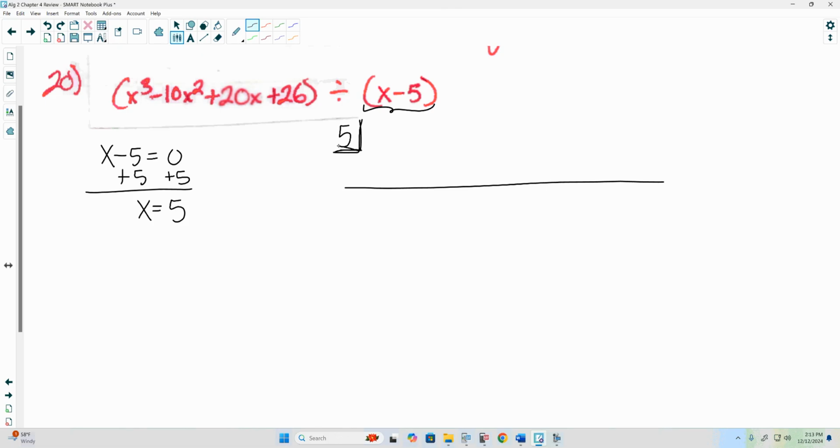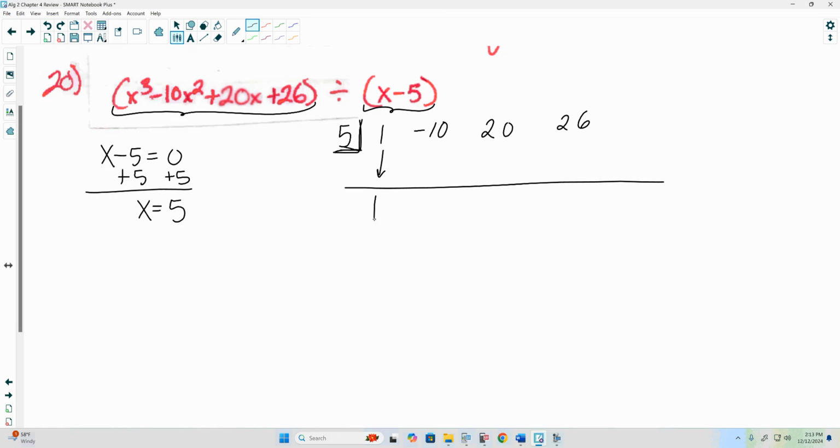Now we're going to put the numbers across the top, and those come from the coefficients of what's being divided. X cubed minus 10x squared plus 20x plus 26. Number in front of x cubed is 1. Then x squared is negative 10. X is 20. Constant is 26.